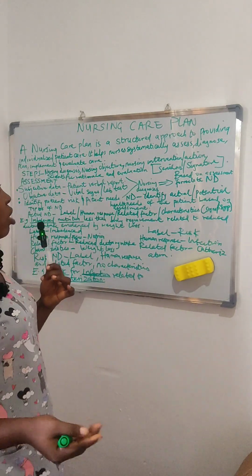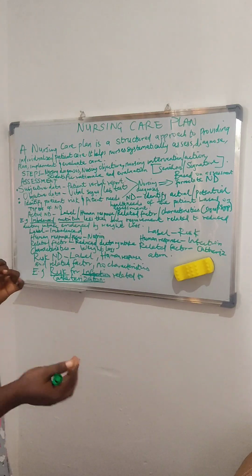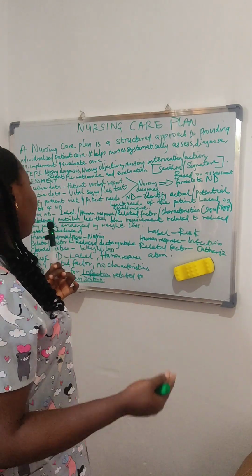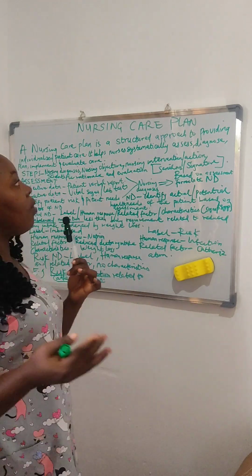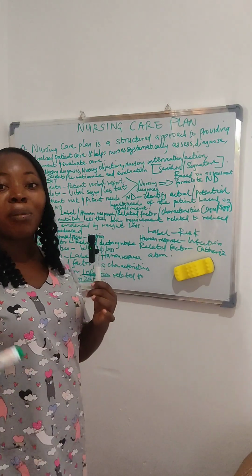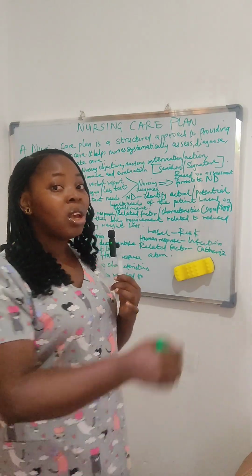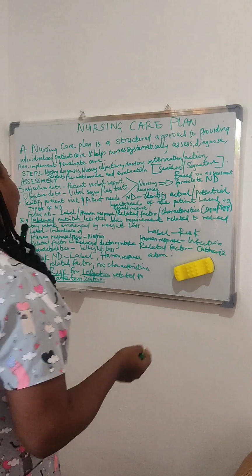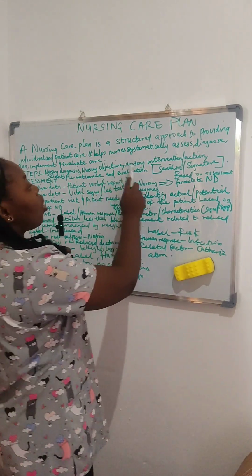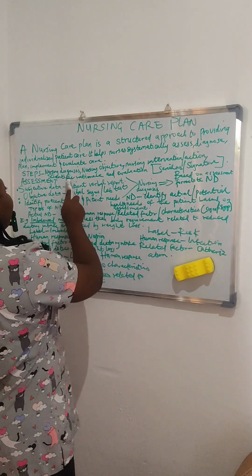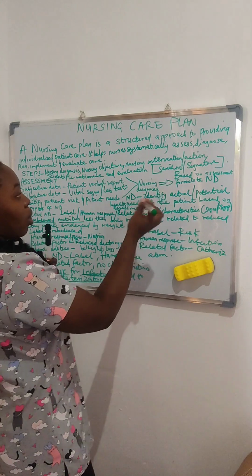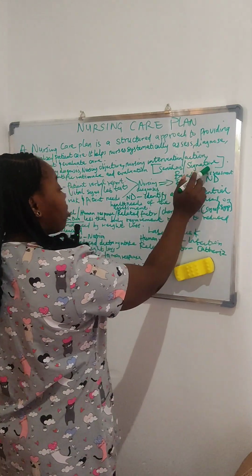A nursing care plan is a structured approach to providing individualized patient care. It helps nurses systematically assess, diagnose, plan, implement, and evaluate care. It's still the same thing as the nursing process. It follows step by step. It's done per patient. The steps under this nursing care plan are: nursing diagnosis, nursing objective, nursing intervention or action, scientific rationale, and evaluation. When drawing it, when plotting it, you will also see serial number and signature.